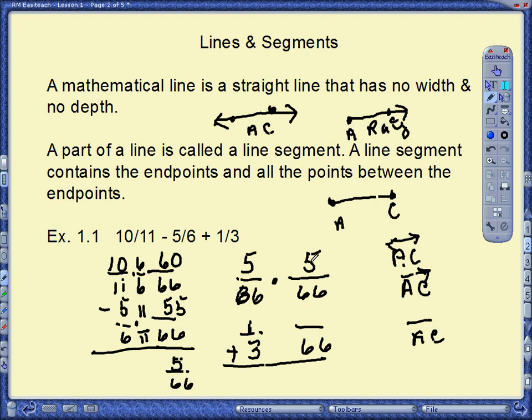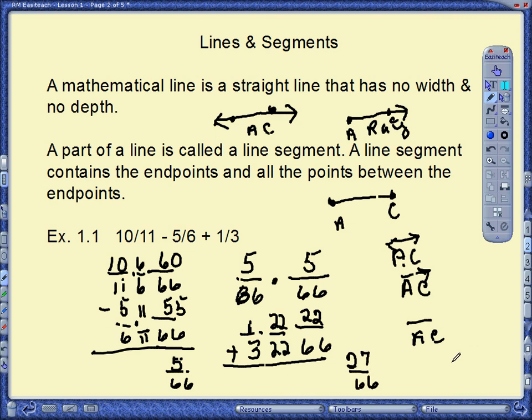This we just rewrite. As long as the denominator is the same, we can just rewrite the numerator. And this 3 would have to have been multiplied by 22. So that means we're also going to multiply the 1 by 22. And that gives us an answer of 27 over 66.